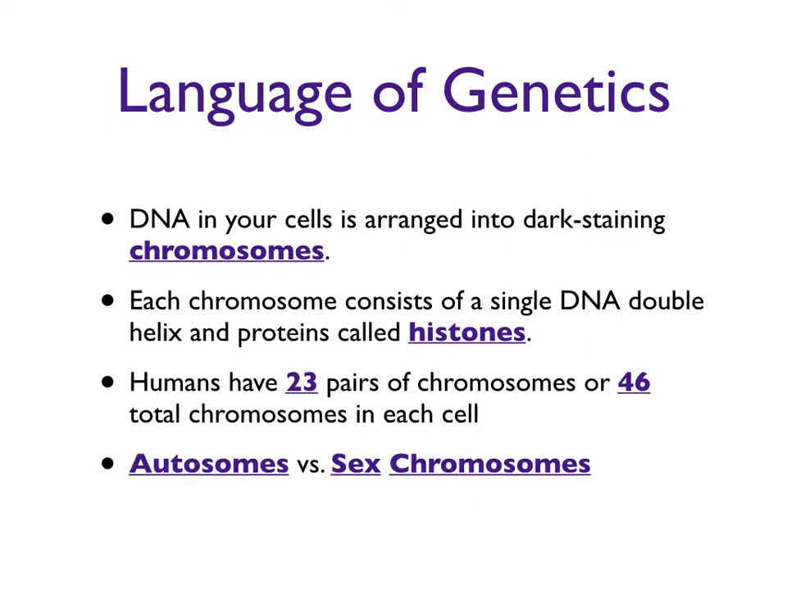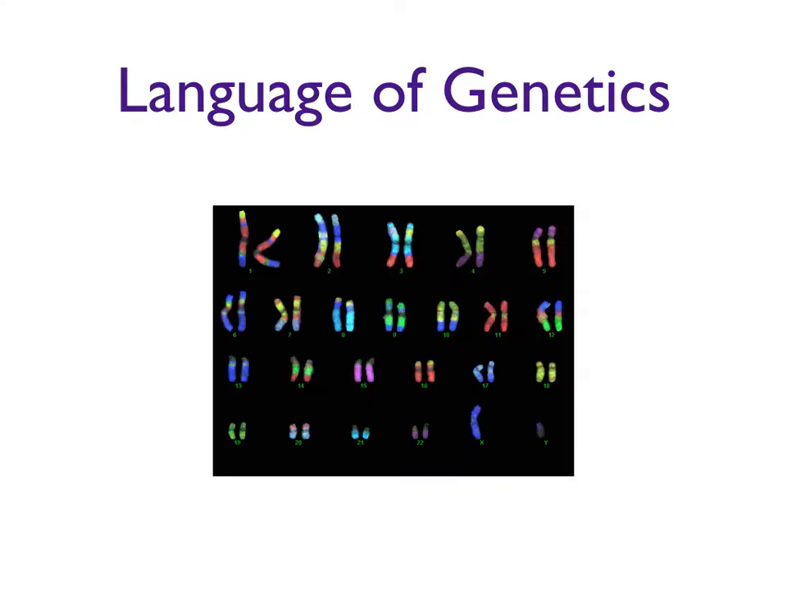Humans have 23 pairs of chromosomes, or 46 total chromosomes in each cell. 22 of those 23 pairs are referred to as autosomes, while the last pair includes the sex chromosomes, which determine whether you're male or female. Modern science has made it possible for us to view each of the chromosomes found in a human cell. Take a moment to look at the chromosomes in this figure. This set of human chromosomes is called a karyotype. As you can see, each human chromosome shown in the karyotype has a unique size, shape, and staining pattern.